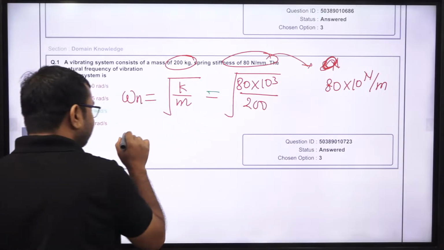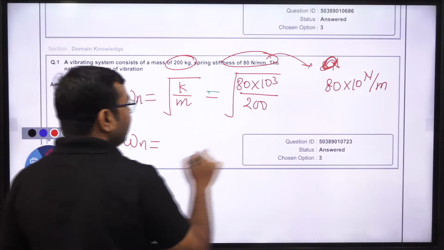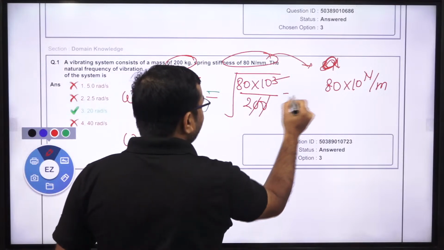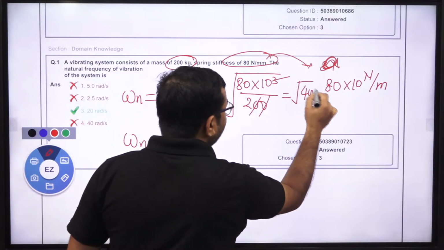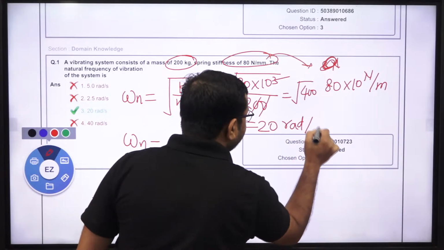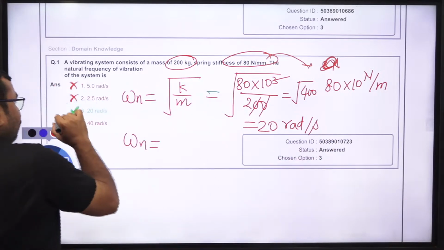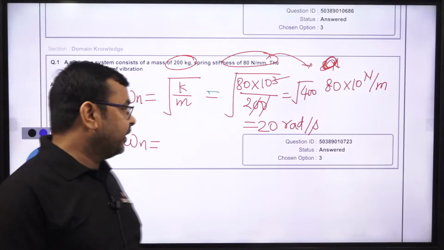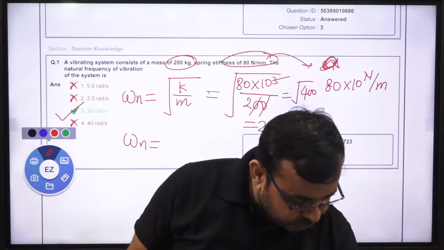Now if you solve this, then you will get square root of 400, which is nothing but 20 radian per second. So option 3 is the right choice. Is it clear? Option 3 is the right choice.